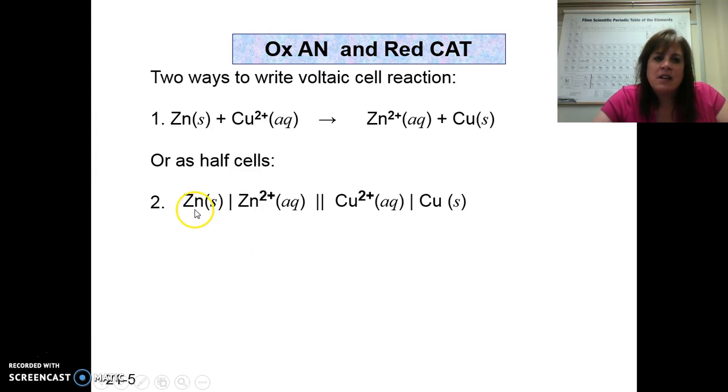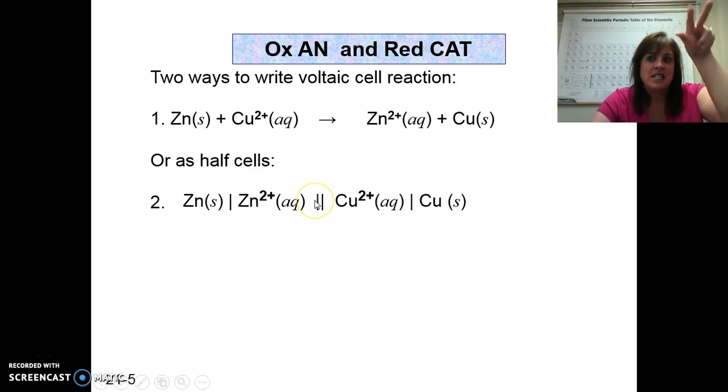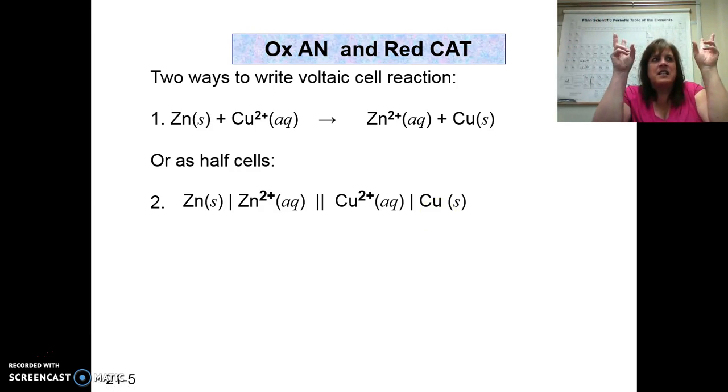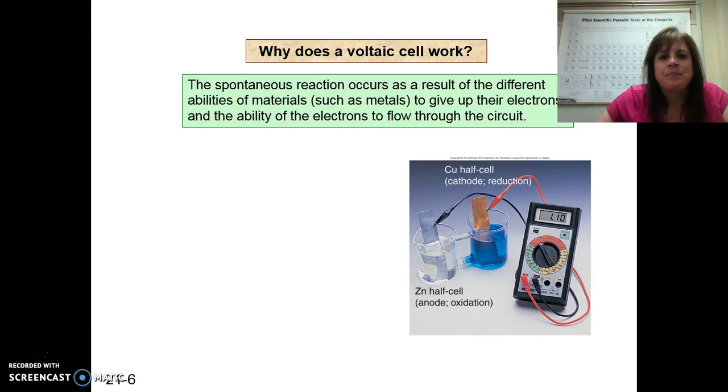So here we have zinc. We're starting with zinc, and we're forming zinc 2+. So I separate that by a little dash, and then that's being separated, so double dashes, by copper 2+, which is becoming copper. So it's two ways of writing this reaction equation. The second one shows it like the half cell.